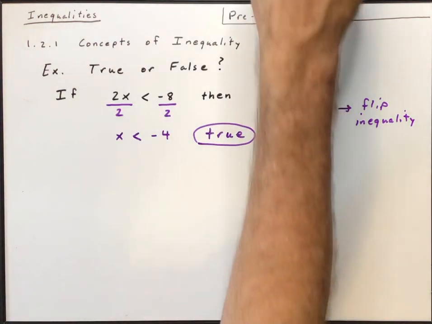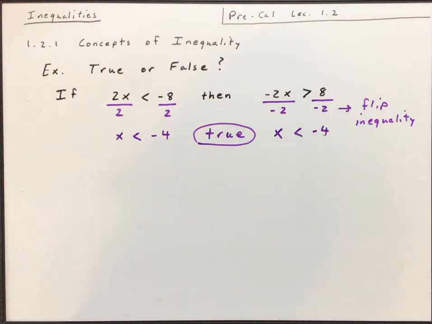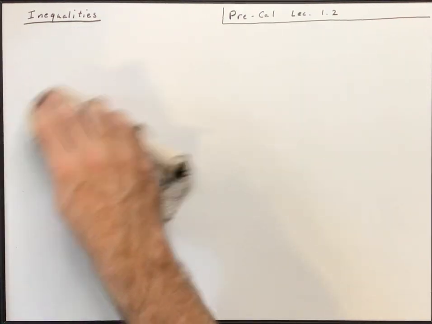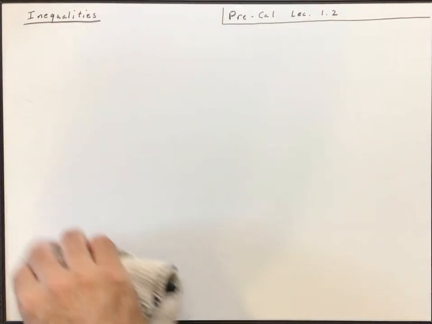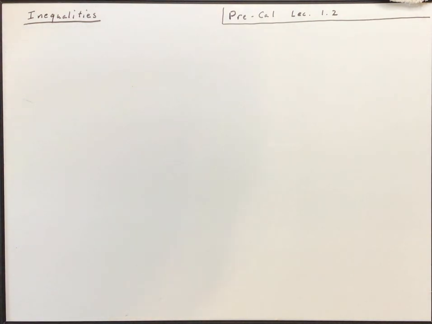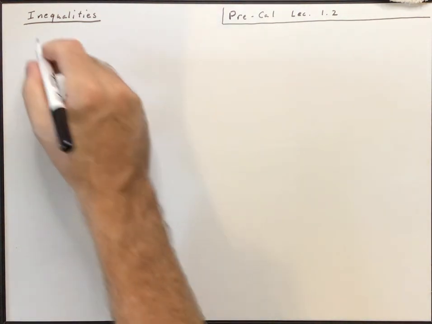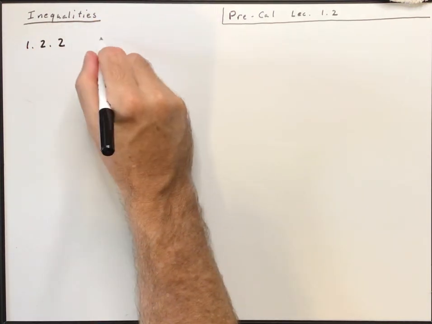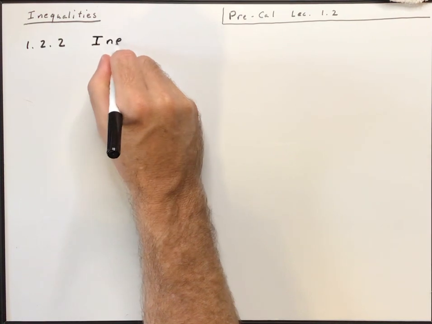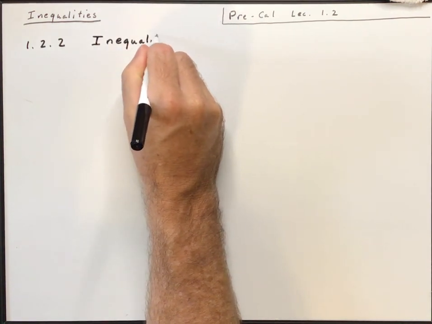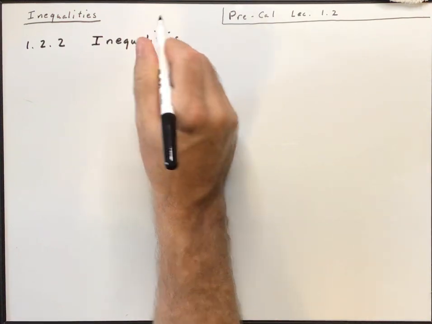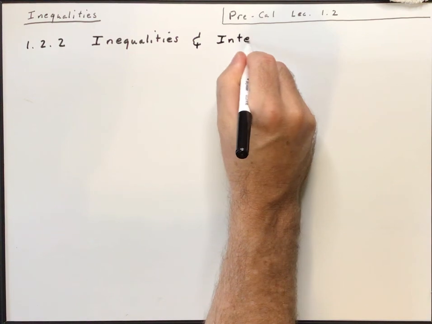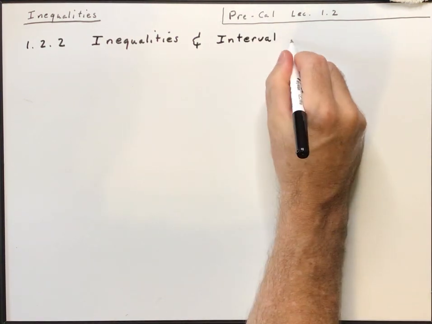All right. So now we'll move on to section 1.2.2. That's inequalities and interval notation.